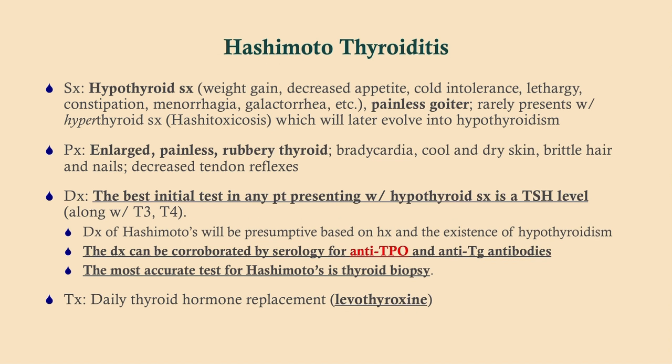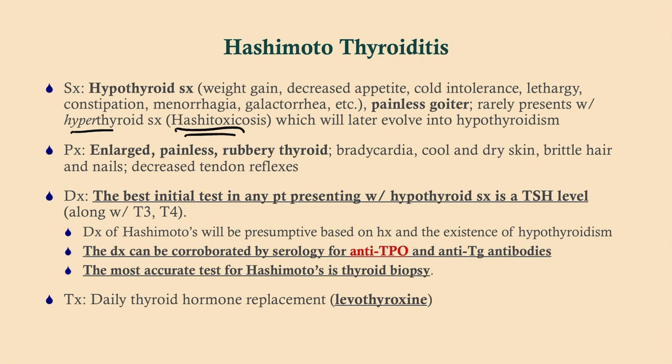So these patients present with hypothyroid symptoms, as we already went over. They can have a painless goiter due to the inflammation of the thyroid. Rarely it presents with hyperthyroid symptoms. That's called hashitoxicosis, and we'll talk about that in the hyperthyroid section. That will, though, eventually move into a hypothyroidism. The physical exam should show an enlarged but painless thyroid. Of course, they'll have some of the other hypothyroid symptoms.